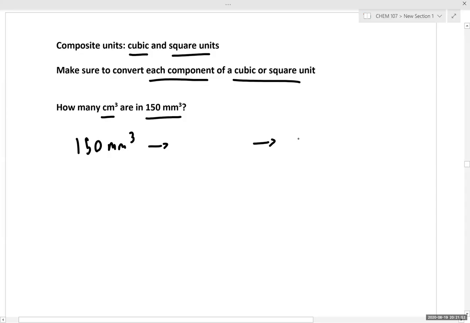Now, if our end goal is centimeters cubed, what should our stepping stone be to go from millimeters to centimeters? What's our intermediate unit? What's our base unit? Meters, exactly right. But instead of just normal meters, since we're dealing with cubic units, it will be meters cubed. Now, there are two methods of dealing with this. First, you can start by writing out your equalities. We know 1 millimeter is equal to 10 to the negative third meter, and 1 centimeter is equal to 10 to the negative second meter.